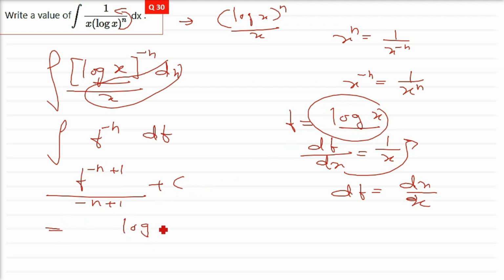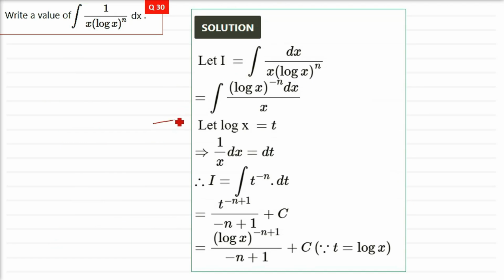The final answer will be equal to log x raised to, let us write this as 1 minus n, which is more friendly. So I am writing 1 minus n in the numerator and denominator, plus the constant of integration. This is your final result. So this is again a very easy question, and you can solve it by yourself, and this is the reference for you in front of your screen.